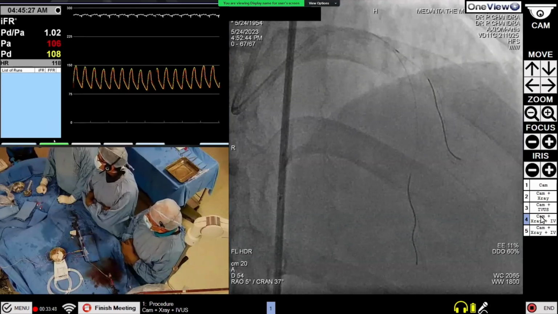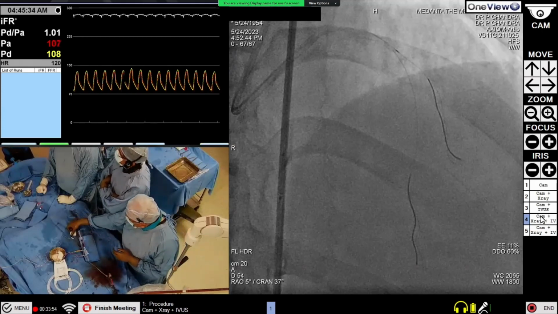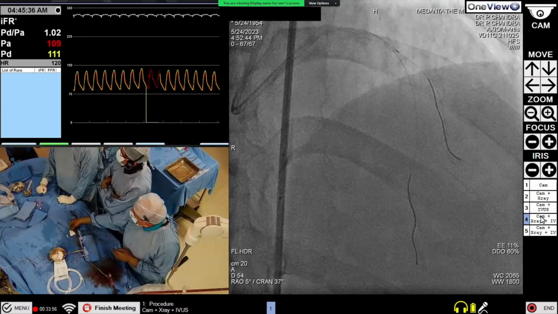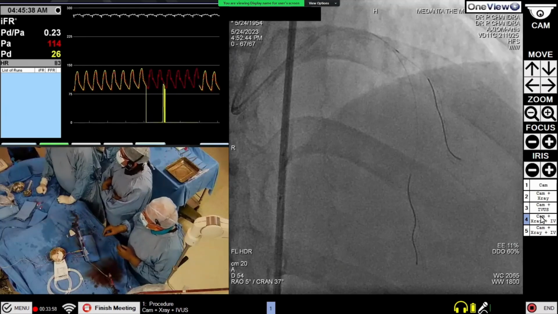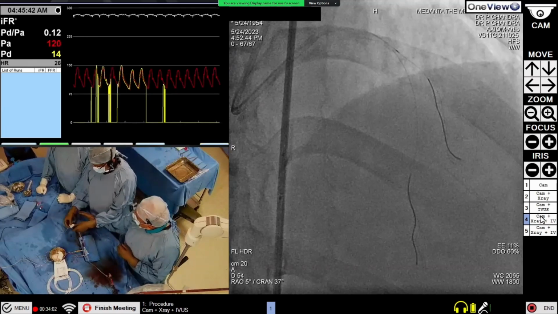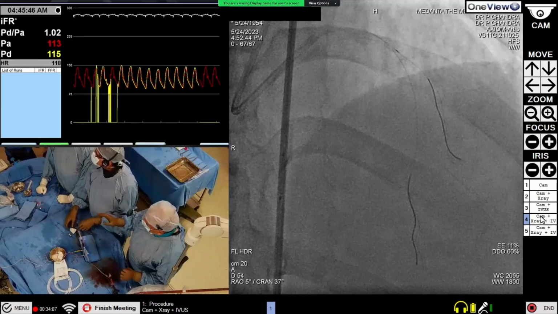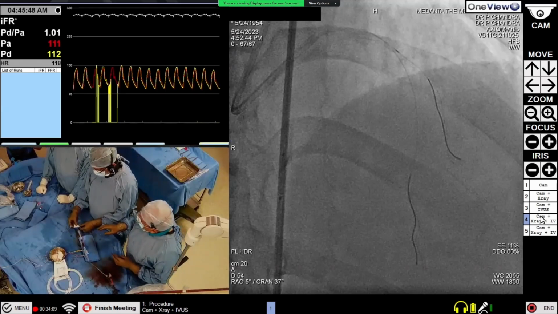Excellent. Yeah. So the PD/PA is 1.01, 1.02. So we are good. I think it's absolutely fine. Okay. Fine. So I think physiologically we are doing well.